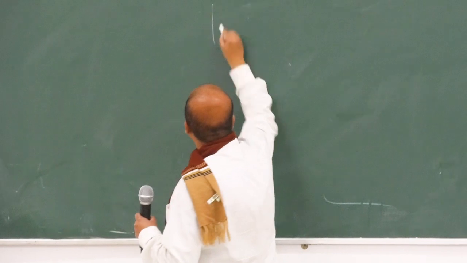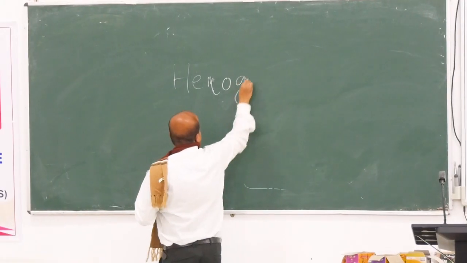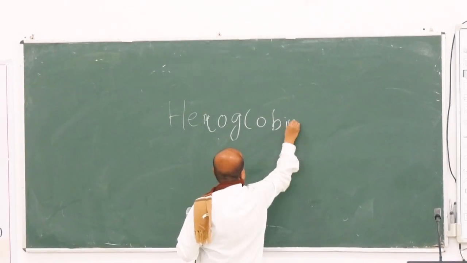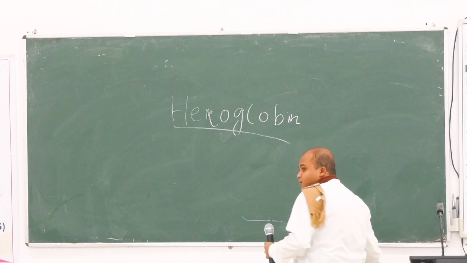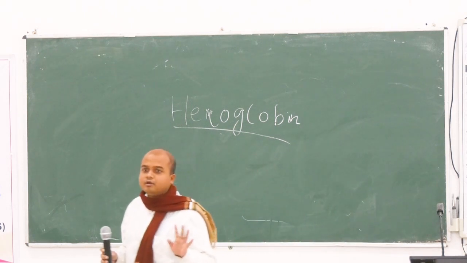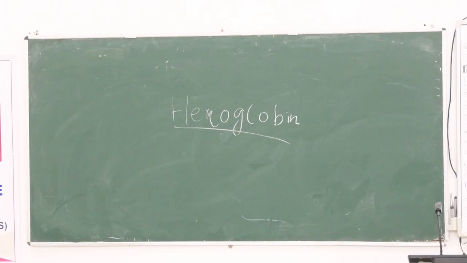So, do you know what is hemoglobin? I think you know that. At least the preliminary definition we have learnt in our school days. What is hemoglobin? Of course it is a substance, but it is a pigment that has a specific color.